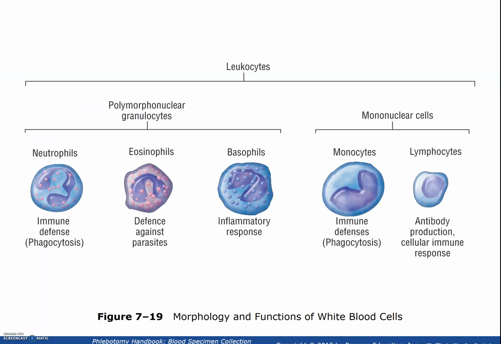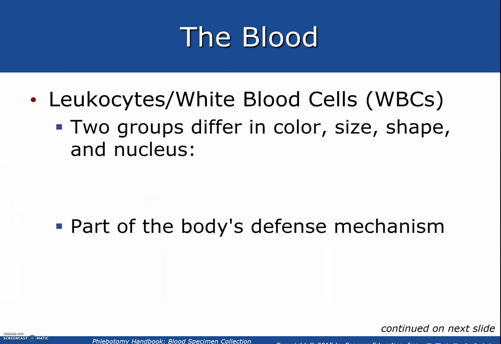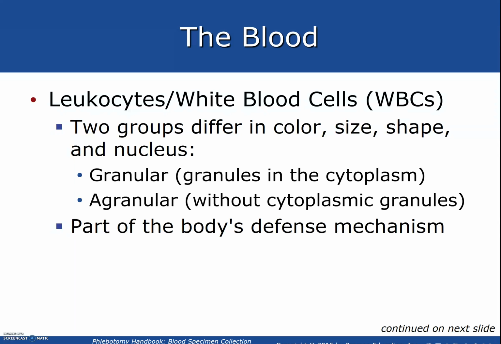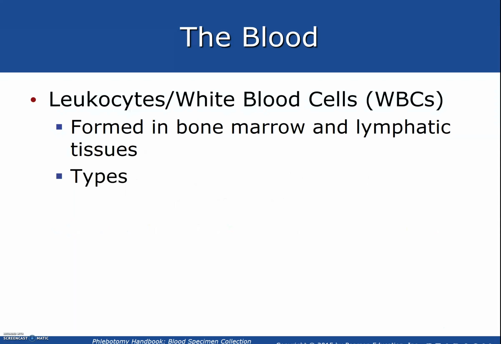Figure 7.9 I will go over in great detail in class. These are the 5 different white blood cells or leukocytes that can be present in our blood. The leukocytes, white blood cells, there are 2 groups. They differ in color, size, shape, and nucleus. They could be granular, with granules in the cytoplasm, or agranular, without the cytoplasmic granules. It's part of the body's defense mechanism.